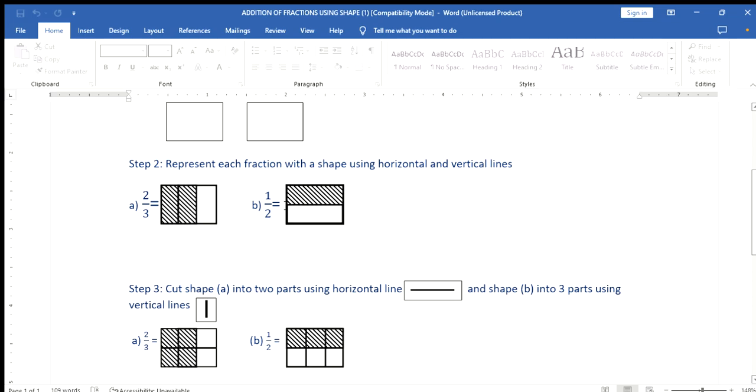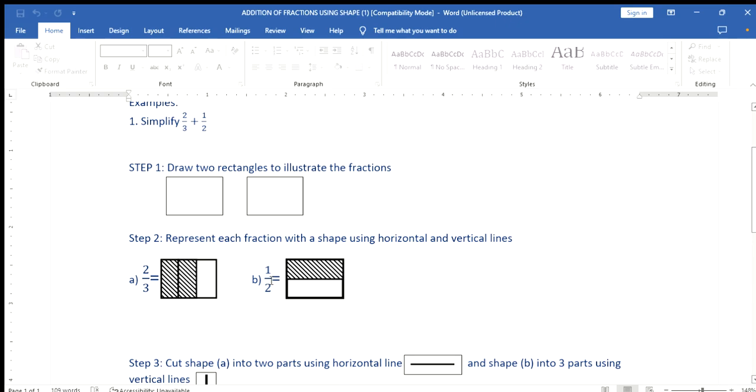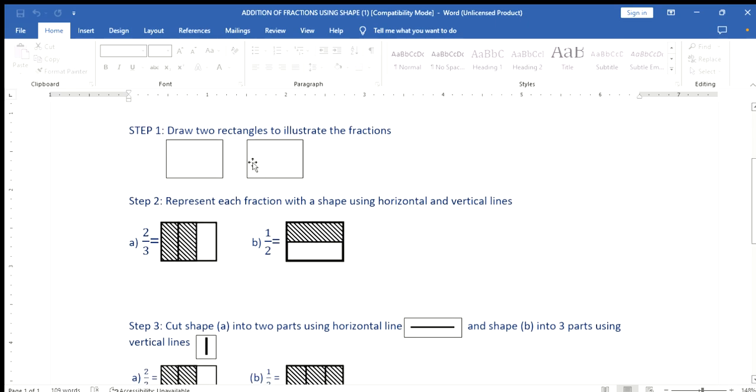Then let's go to the half, which is the B portion of the fraction, 1 over 2. Here we cut this shape into two equal halves by using a horizontal line. To illustrate this shape, we shaded half of it. That's the first thing you do.